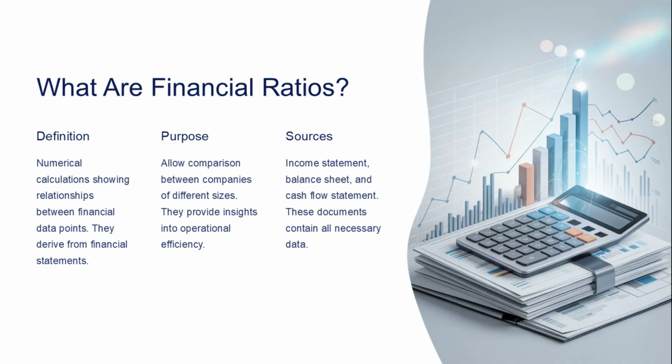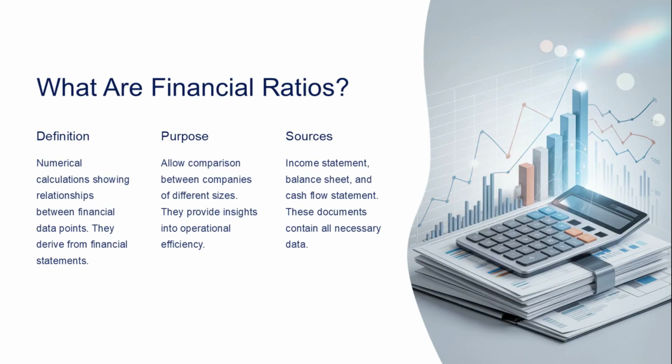Financial ratios are numerical calculations that show relationships between different financial data points. They are derived from a company's financial statements like the income statement, balance sheet, and cash flow statement. The purpose of financial ratios is to allow comparison between companies of different sizes. They provide insights into a company's operational efficiency.